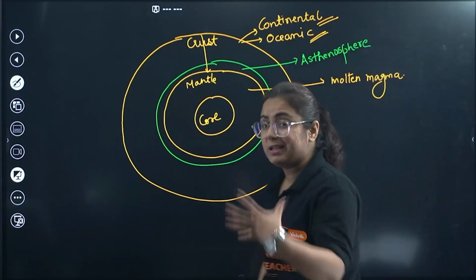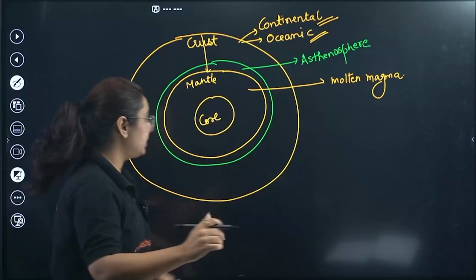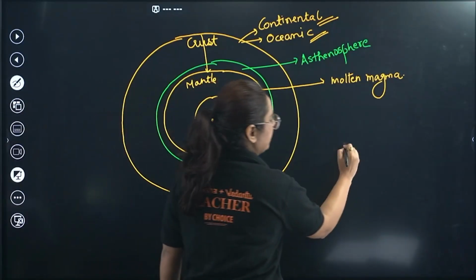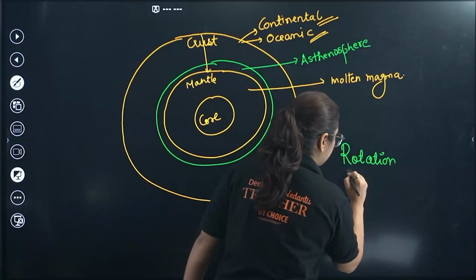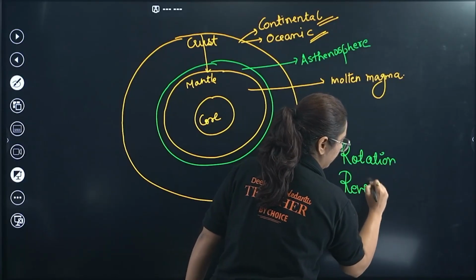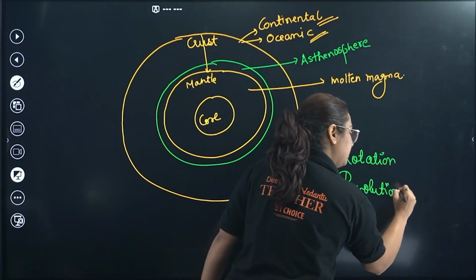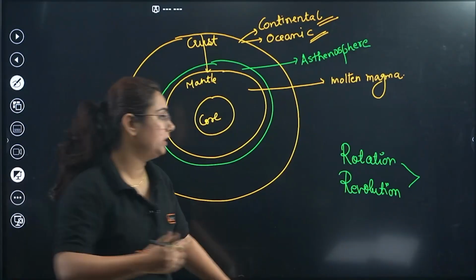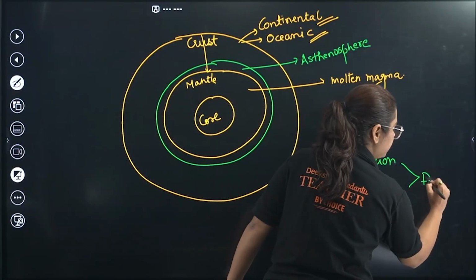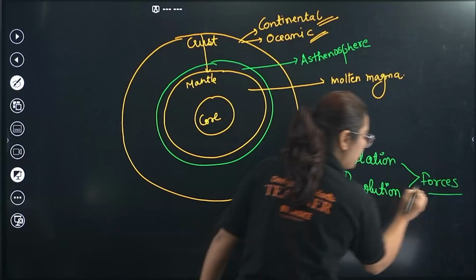Now what is happening? Pay attention to that. Earth has two movements: one is rotation and the other one is revolution. Because of these two movements of the earth, certain types of forces are created. We will talk about that.